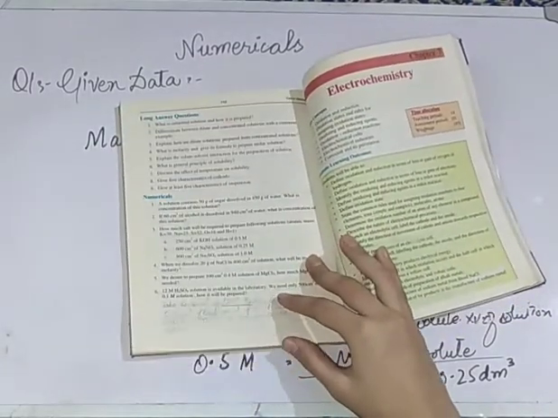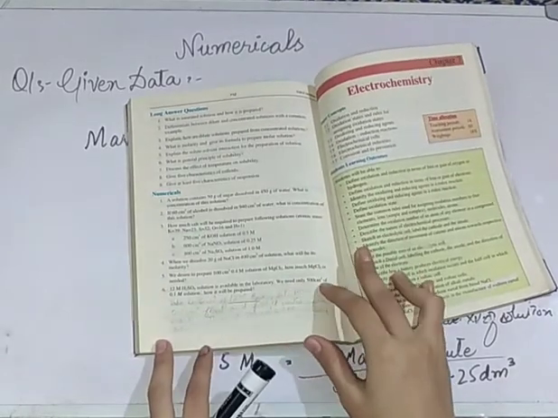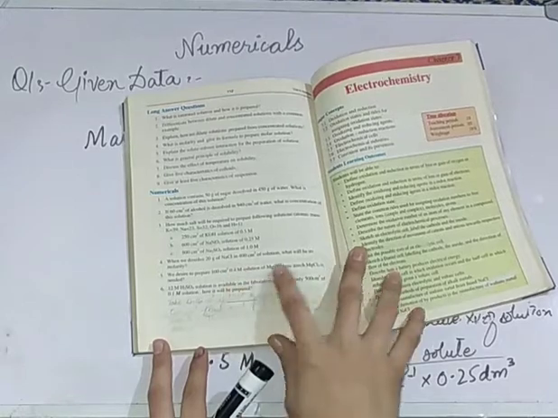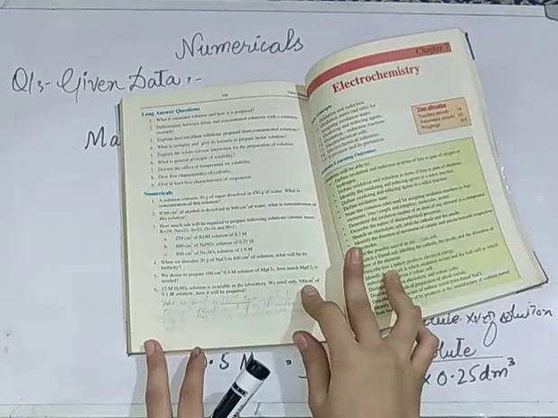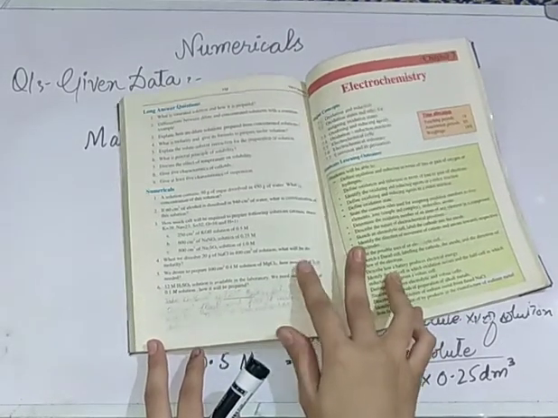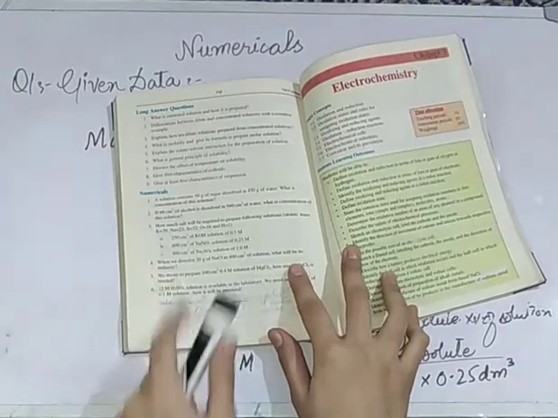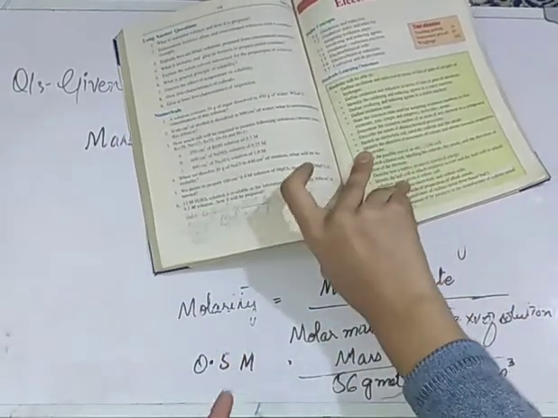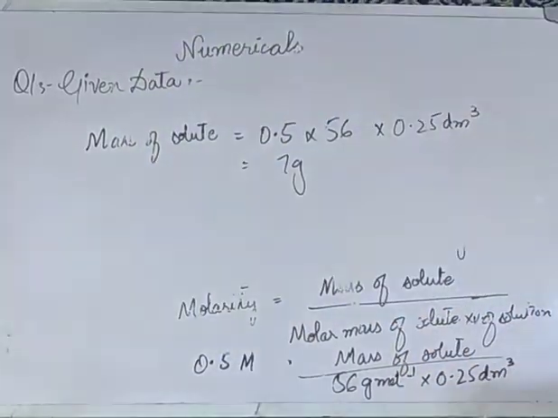Now coming to the 4th question. When we dissolve 20 grams of sodium chloride or table salt in 400 centimeter cube of solution, what will be its molarity? We have to find the molarity. We have just written the formula here and we'll put the values in it.